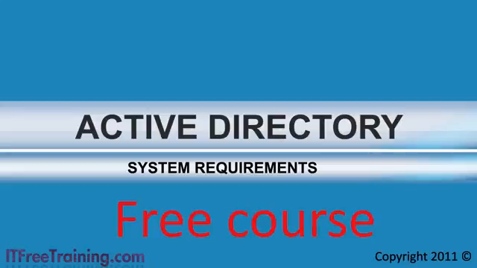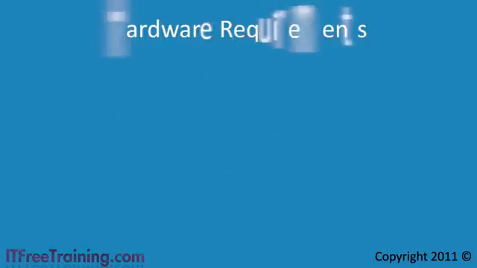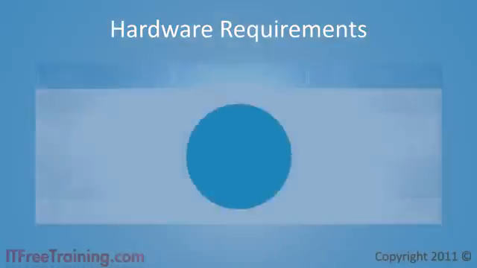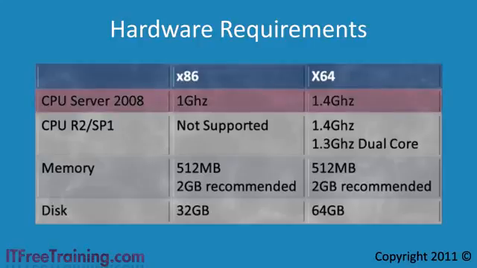In this video, I will look at what you will need hardware and software-wise to start using Active Directory. First, before you start installing Active Directory, you need to ensure the server that you are using meets the minimum hardware requirements for Active Directory. If you are running Windows Server 2008, you need a 1.4 GHz CPU for 64-bit systems. For a 32-bit system, you need a 1 GHz CPU.